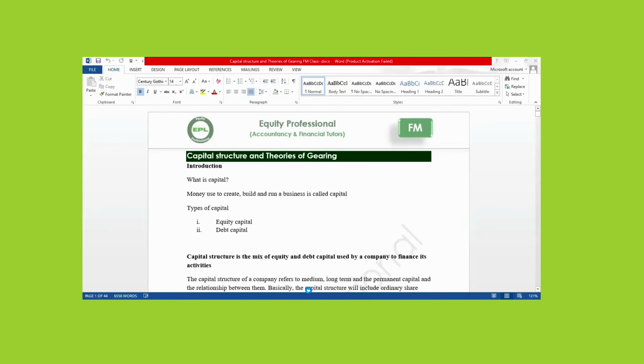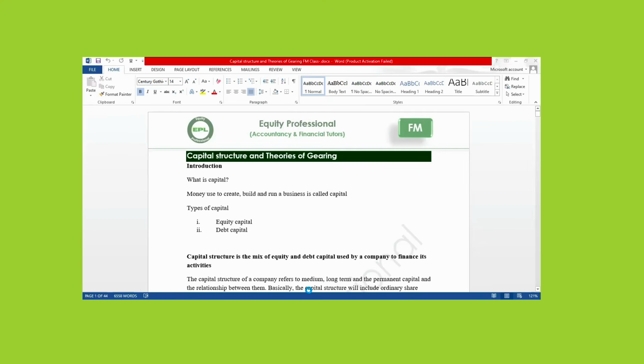Tonight, in our FM class, we shall be discussing capital structure and theories of gearing.